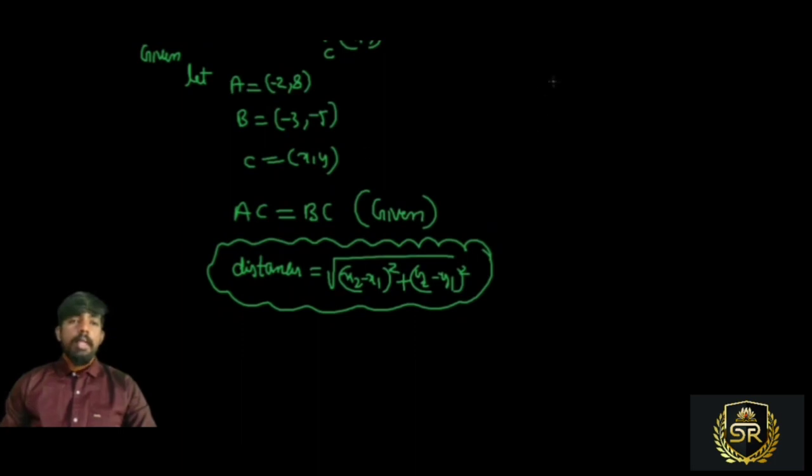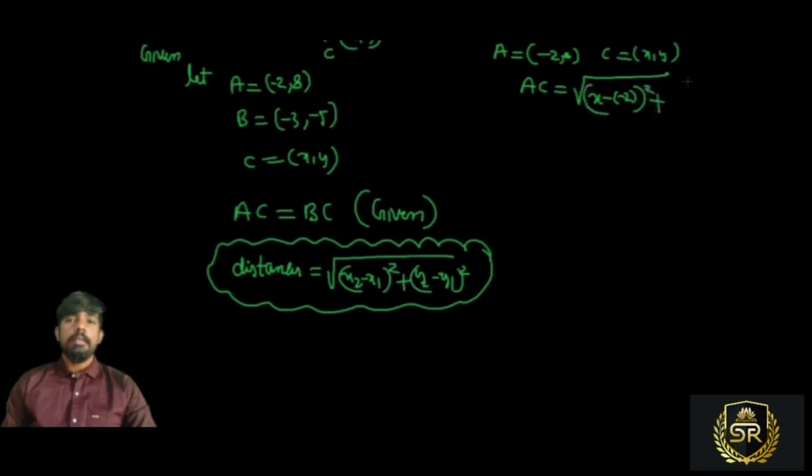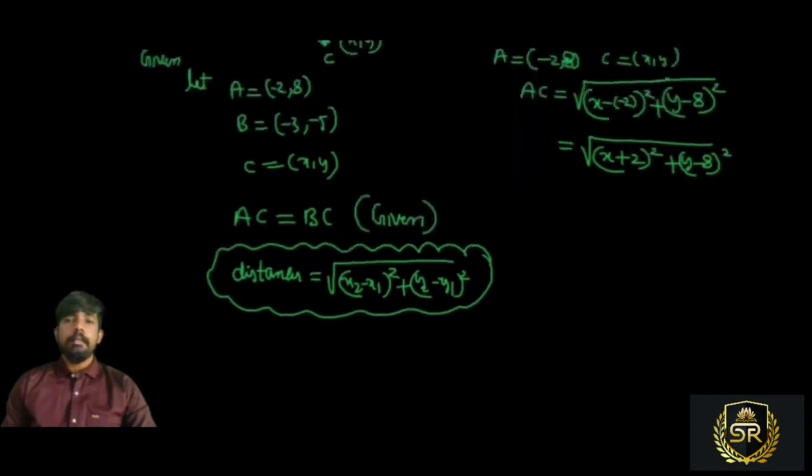So AC is equal to BC. AC distance is root over, first A point is A(-2, 8), C is (x, y). So x2 minus x1, x minus of minus 2 whole square, plus y2 minus y1, y minus 8 whole square. So root over (x plus 2) whole square plus (y minus 8) whole square. Okay, next AC we got.